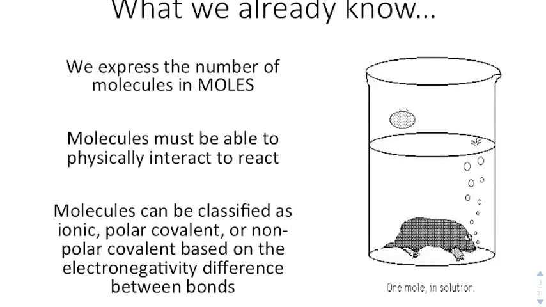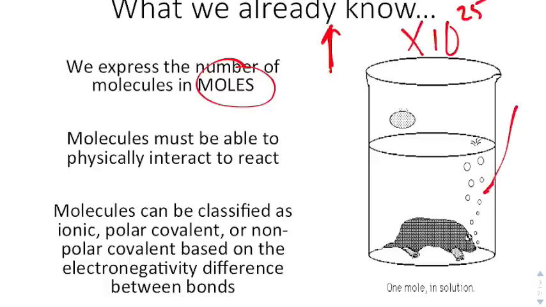So here's what we already know. We know that we can express the number of molecules in moles, and we generally do that because of the large number of molecules. Because the number of molecules is really, really large, we want to express it in moles, where it reduces it down to a reasonable number. We don't want to talk about the fact that there are 10 times 10 to the 25th atoms in a particular beaker. Instead, we want to say something like there's 1 mole. It makes it a lot easier to work with.